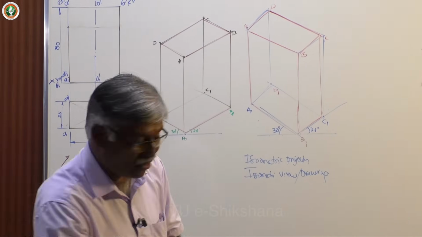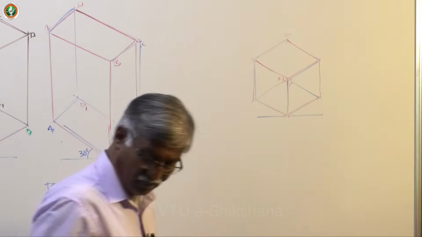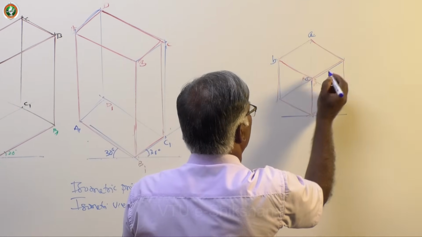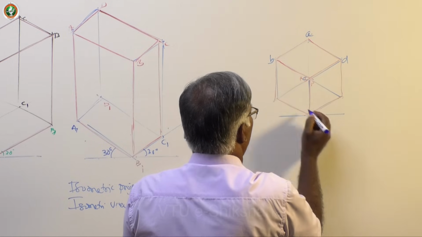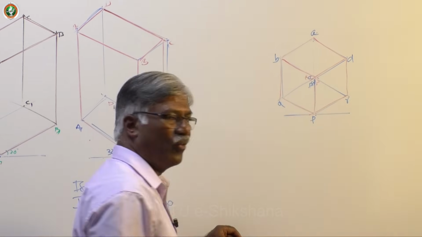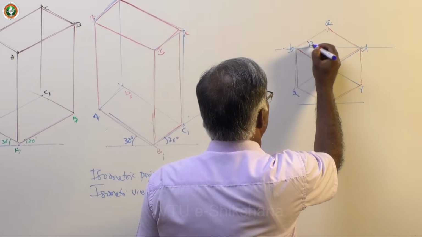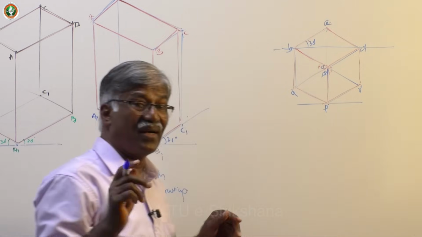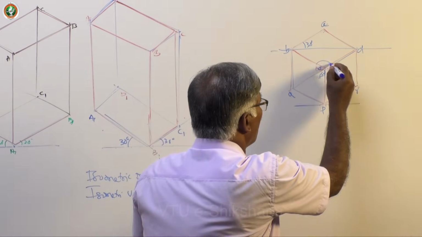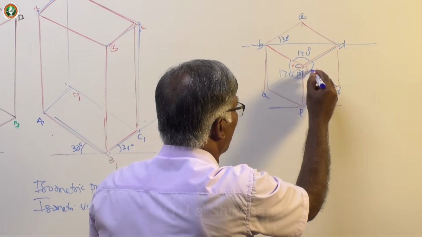Now let me name the points. This is A, this is B, this one is C, this is D. This is P, Q, R, S. For explanation's sake I am doing it. Now let me draw a horizontal line. If we measure this angle, definitely it is 30. This is also 30, this is also 30. And also here we have 120 degrees from this particular corner, 120 degrees, 120 degrees.